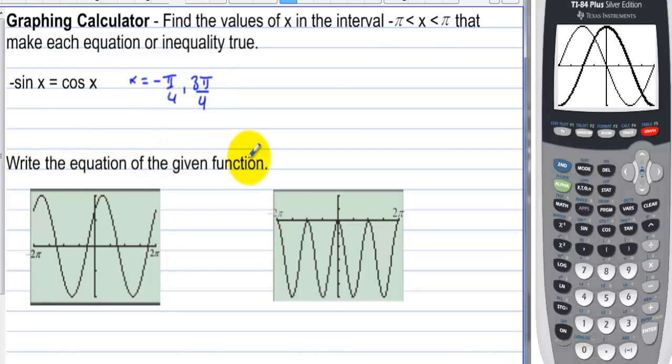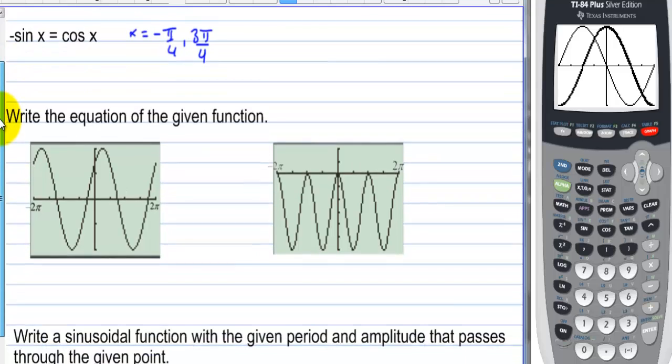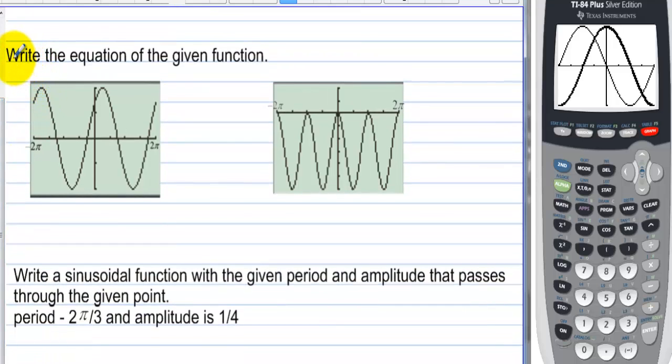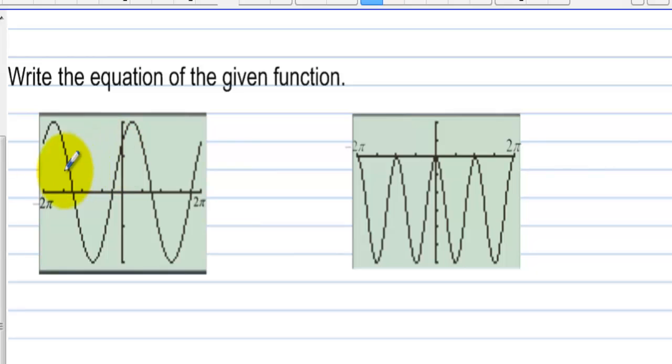Write the equation of the given function. Here is a function right here, and I have to pick a nice point. I can either pick the highest point, which would be more of a cosine function, or I can pick a point that's on the x-axis, which is where sine starts.